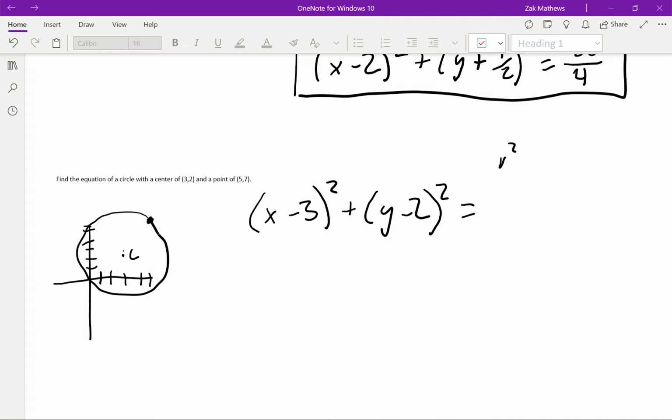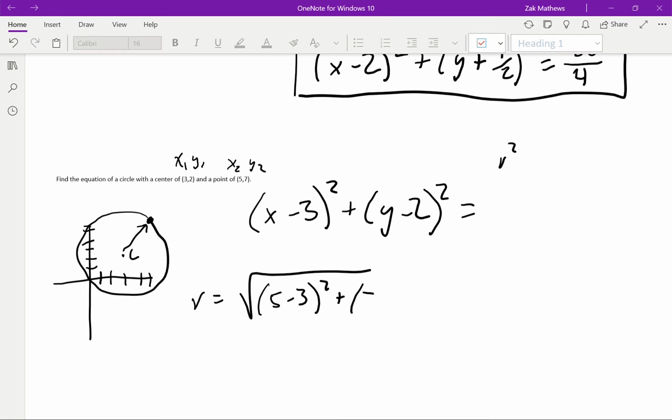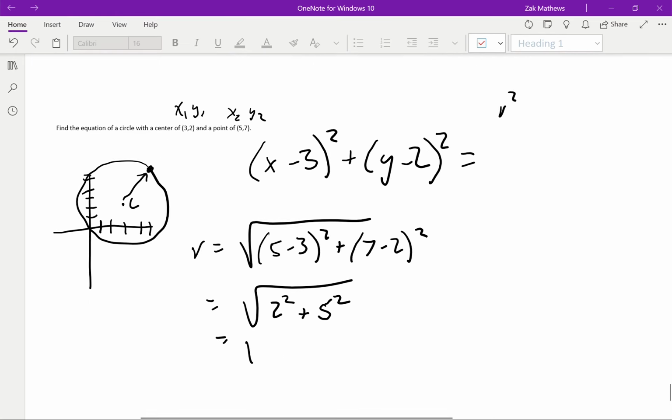Well, this time, if we find the distance between the center and that point, we get the radius right away. So the radius is equal to the square root of, just to show you it doesn't matter, I'll switch calling it x1, y1, x2, y2. So we'll have 5 minus 3 squared plus 7 minus 2 squared. 5 minus 3 is 2, and 7 minus 2 is 5. 2 squared is 4, 5 squared is 25, and so we get 29. And just like before, I'm not going to worry about simplifying that. It doesn't simplify. Square root of 29 doesn't.